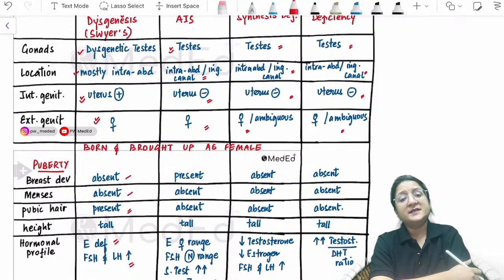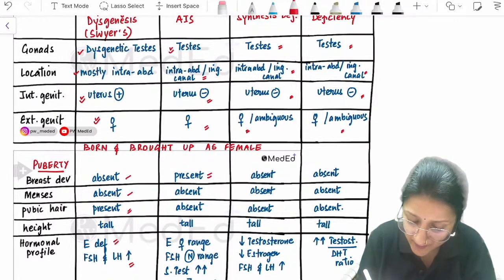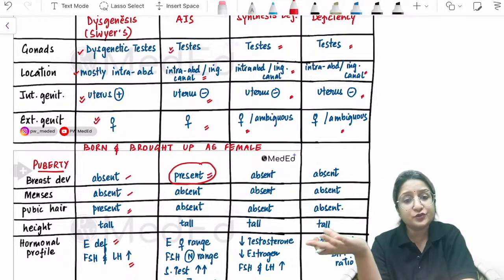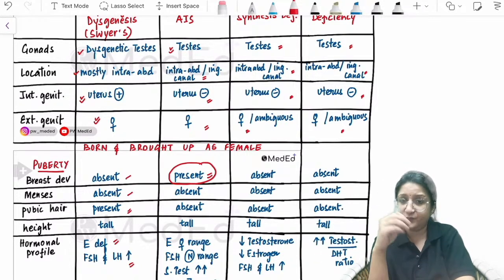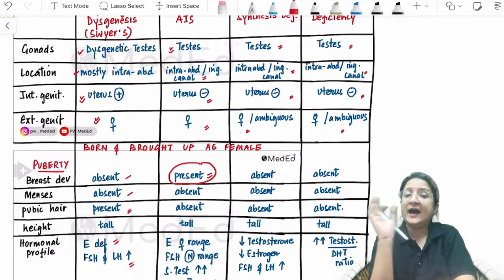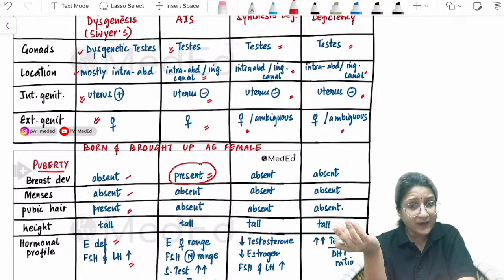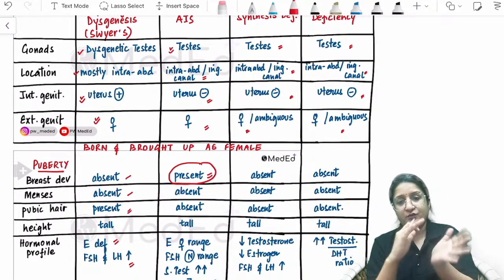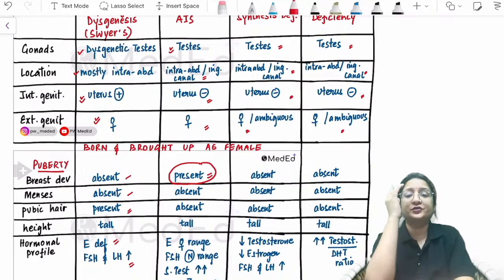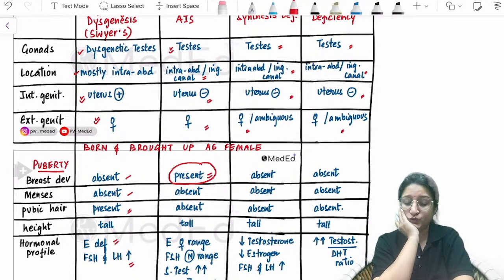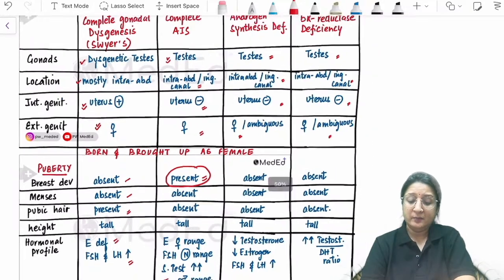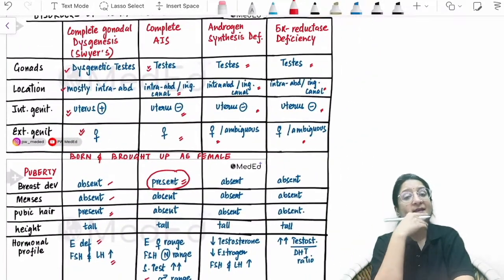Complete androgen insensitivity syndrome: breast development is present. Menses are absent, there is no uterus to bleed. Pubic hair are absent because pubic hair are androgen dependent hair, androgen action is required, right? Height is going to be tall, estrogen is going to be in the normal range because of peripheral conversion of the testosterone to estrogen, and the serum testosterone is going to be in the male range, increased.